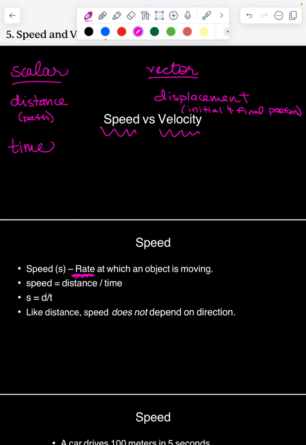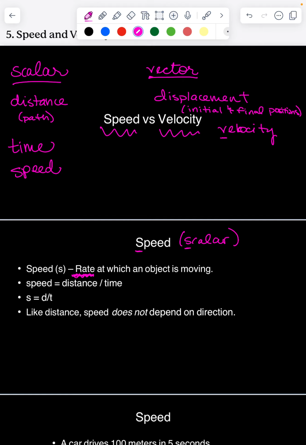All right, so let's get into the difference between speed and velocity today. Speed, first of all, is going to be a scalar quantity. So speed, S, scalar, S. That's the easiest way to remember it. So speed is our next scalar quantity, which means that velocity is going to be our vector quantity. So again, V for velocity, V for vector.